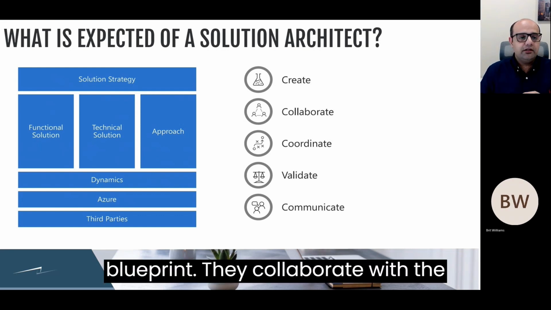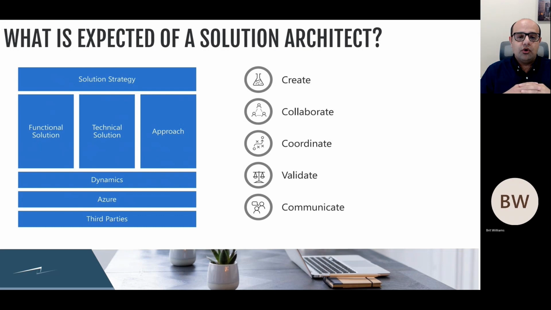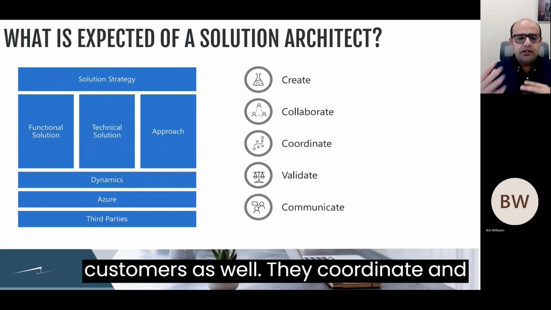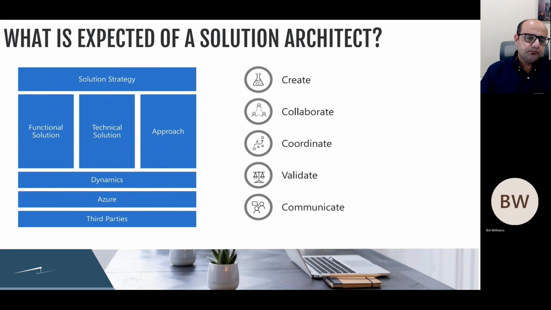They collaborate with the technical architects and other teams within the project, and the customers as well. They coordinate, they validate, and they communicate.